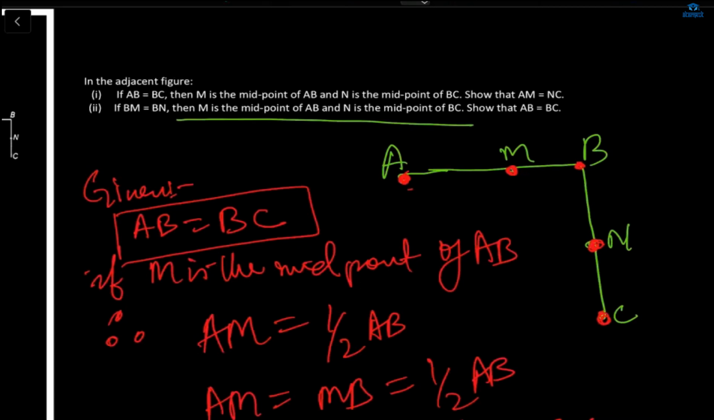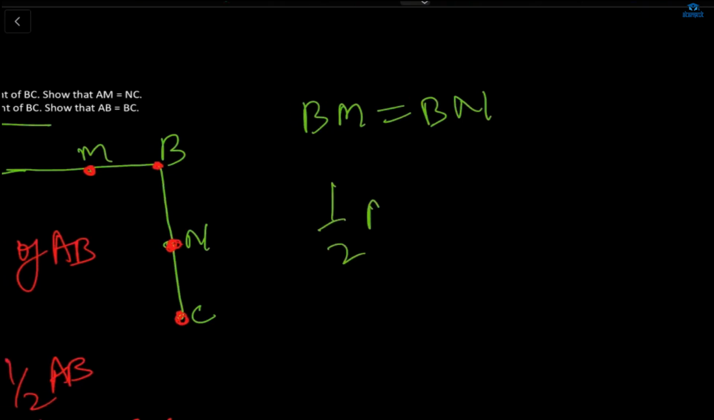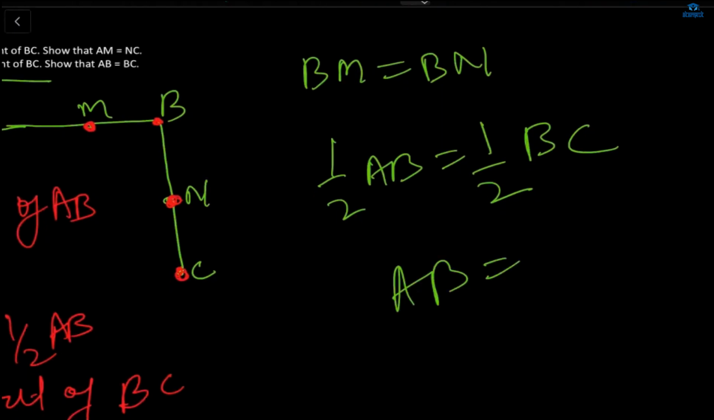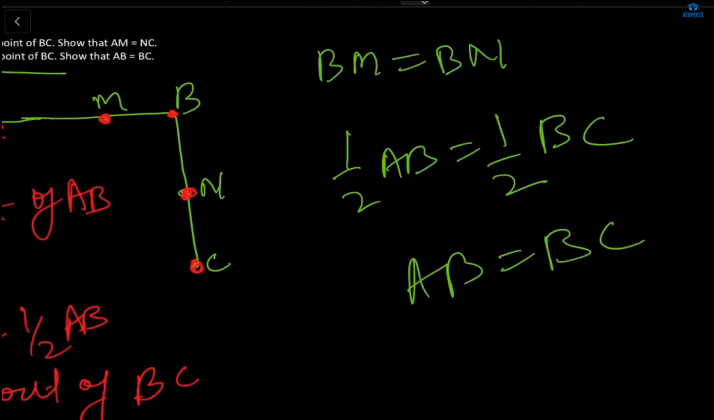So if BM is equal to BN, and we already know that they are midpoints, BM can be written as half AB directly. Half AB is equal to half BC. Now if you cancel the half and half, you get AB is equal to BC, or not? So AB is equal to BC.